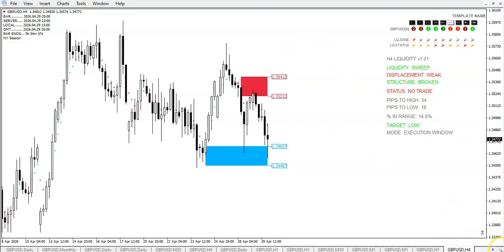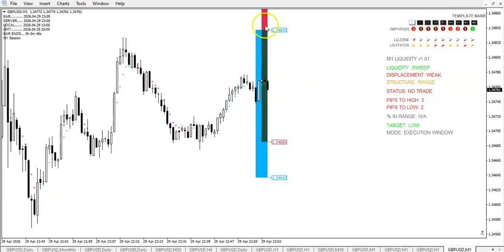And this determines when you should get in the trade. I can see here, okay, we've got liquidity in the 1 minute chart up here, and you can see there's an overlap. So status, no trade. And that's what it's saying right here, no trade.